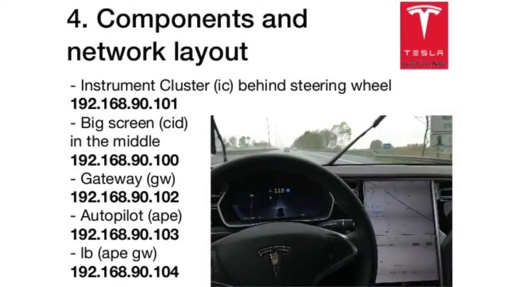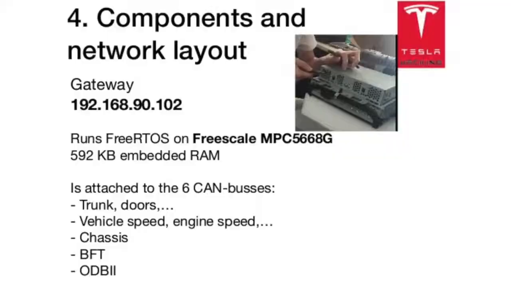Okay. So how many big computer systems are there in the Model X? So there are quite a few computer systems. First, there is the instrument cluster behind the steering wheel. Then there is the big 19-inch screen, which is called the CID, central display, I think. And then there is the Autopilot system. All these three systems run Linux. There is also a gateway, and a Parrot for getting the internet connection, and a gateway between the Autopilot as well. These gateway systems run on FreeRTOS, which is a small embedded operating system. But the big systems, they run Linux.